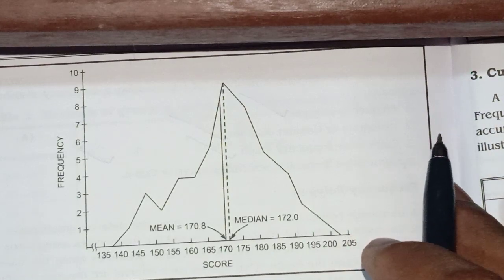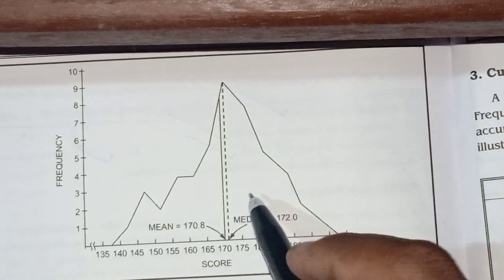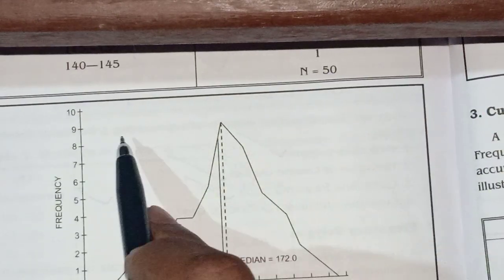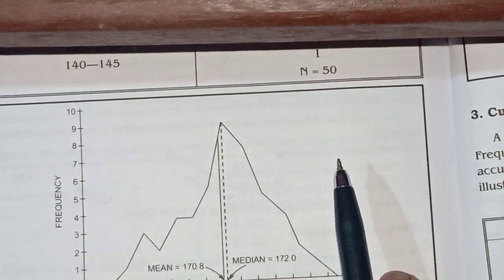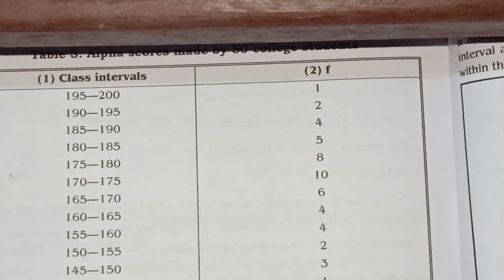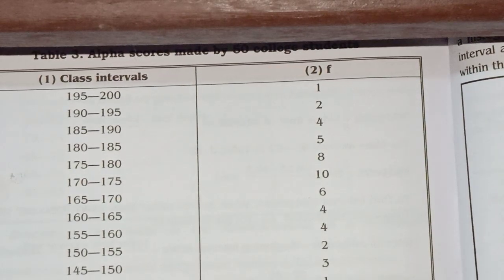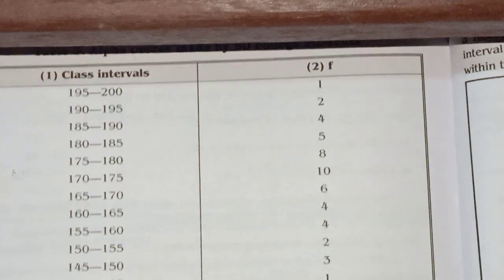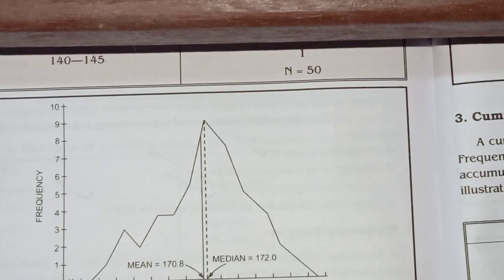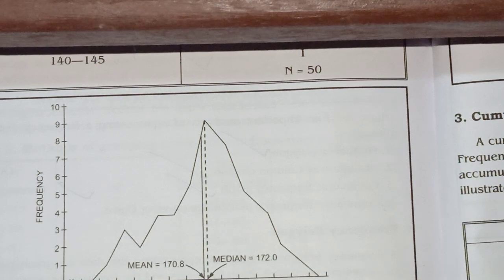Look, the top frequency here is 9, and here 9, I think 9 or 10. Okay, this is a simple graph like this. This is not preferable for class intervals, because for class intervals the histogram will be best.